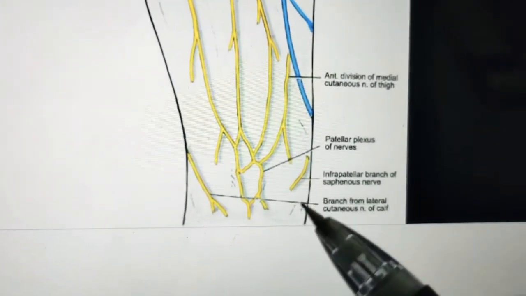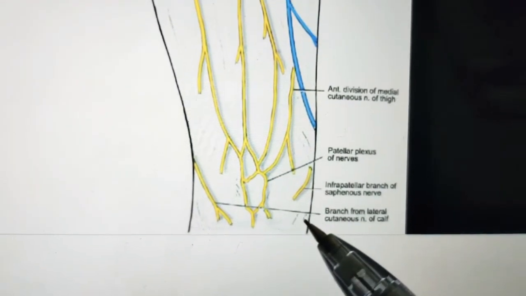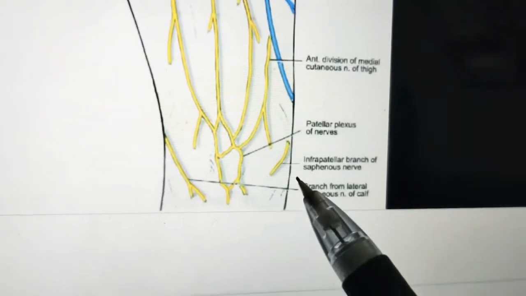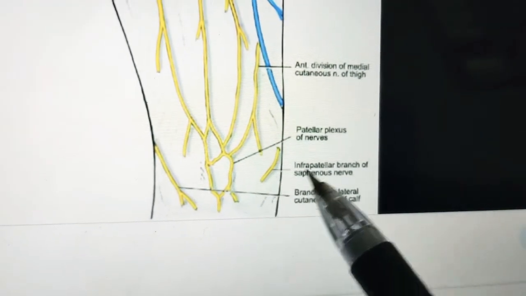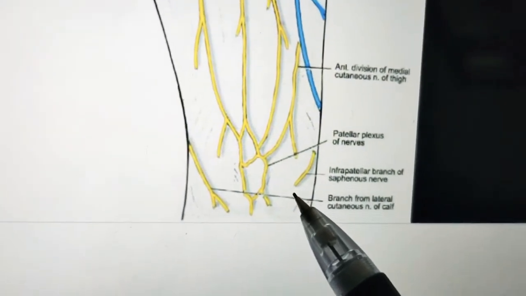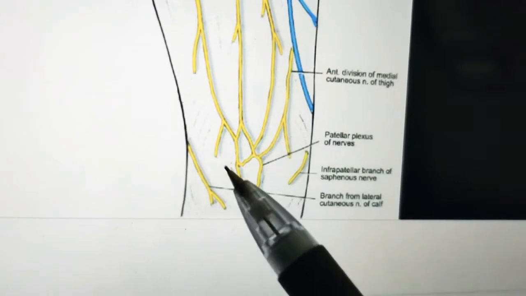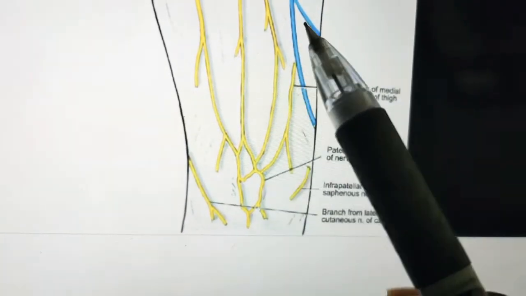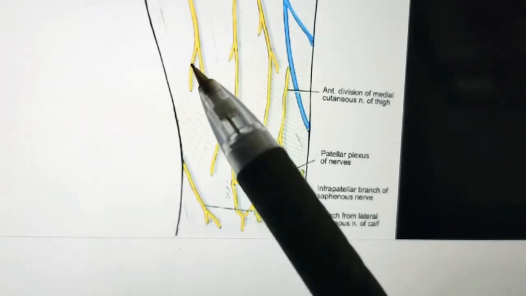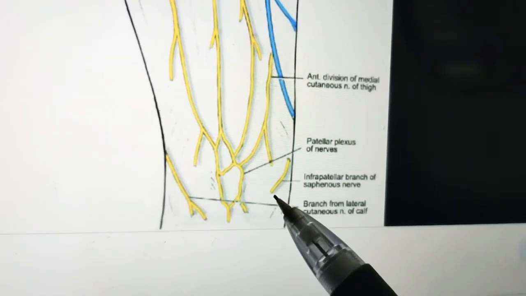Now coming to another cutaneous nerve, that is the saphenous nerve. You can see here, this is the infrapatellar branch of saphenous nerve. So its root value is L3 and L4. So till now we discussed all the lateral, intermediate, medial cutaneous nerve root values L2 and L3, right? So this is L3 and L4.